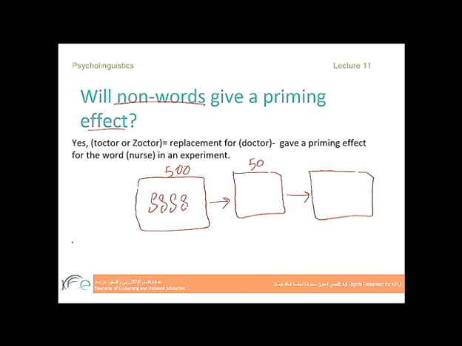So here, for example, we have Doctor, for example, which is not a word. All right, but it sounds like doctor. So doctor, doctor. Those are replacements for the word doctor. We show it for 50 milliseconds, and then we show people this word.